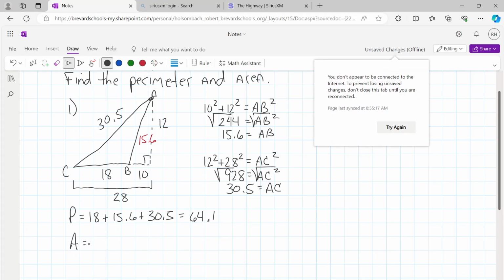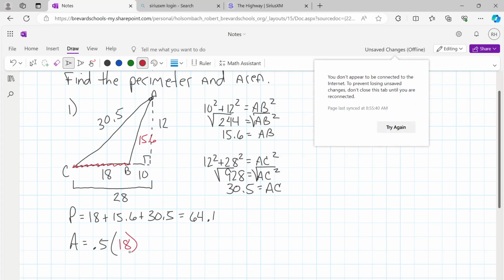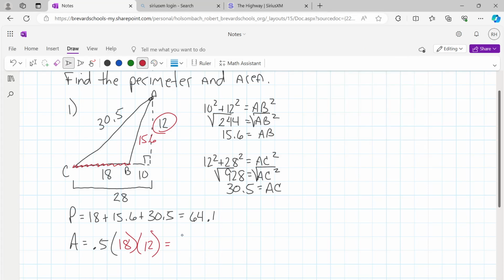And our area is equal to 0.5 times the base. Now it's the base of the triangle, so it's right here, the 18, times the height of the triangle, which is the segment perpendicular to the base, and that's the 12. So 0.5 times 18 times 12 is 108. So there's our area and perimeter for problem number 1.